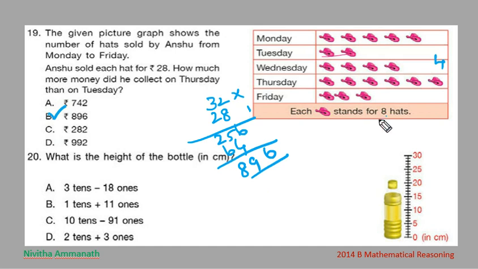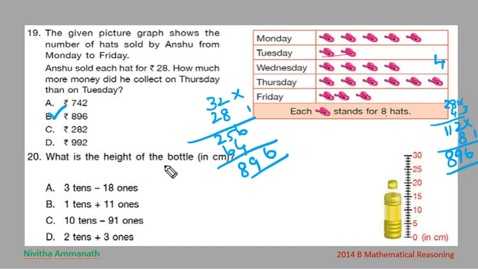Or we have to do this 4 into 28 first, then into 8. So 28 into 4 equals, 2 4s are 8, 8 plus 3 is 11, 1, 12 into 8. That is 2 8s are 16, 1, 9, 8. 896. So 2-digit multiplication is not done in your class. So we have to look like this, that is 28 into 4 first, then into 8.